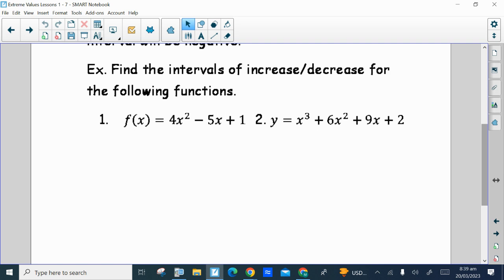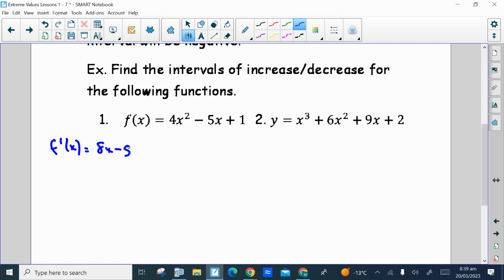But when we get to question 2, where it's degree 3 or higher, then we don't automatically know if that first point is going to be a local max or a local minimum. So we're going to use derivatives to find all that out. But for question 1, again, we start by finding the derivative, which will be 8x minus 5. And again, the vertex will be where the derivative is 0. So we let the derivative equal 0. So 8x will equal 5, and x will equal 5/8, or 0.625.